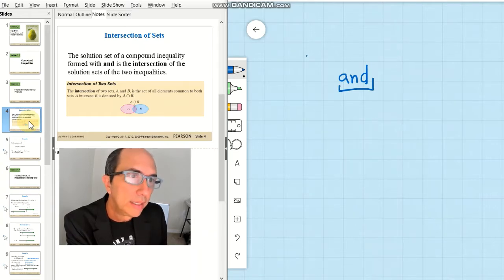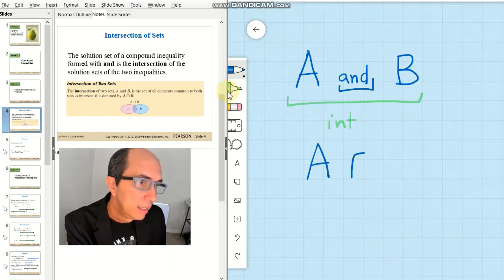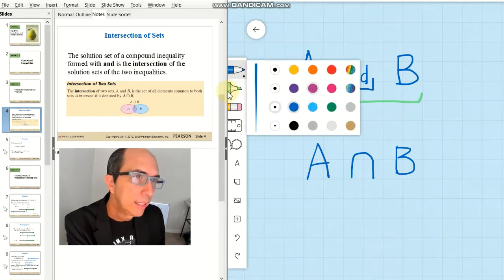Let's say we have the set A, the set B, and we want to know the intersection between A and B. If we say A and B, this means intersection. This can be represented as A, and this symbol here, like a U upside down, A intersection B. And what does A intersection B mean?